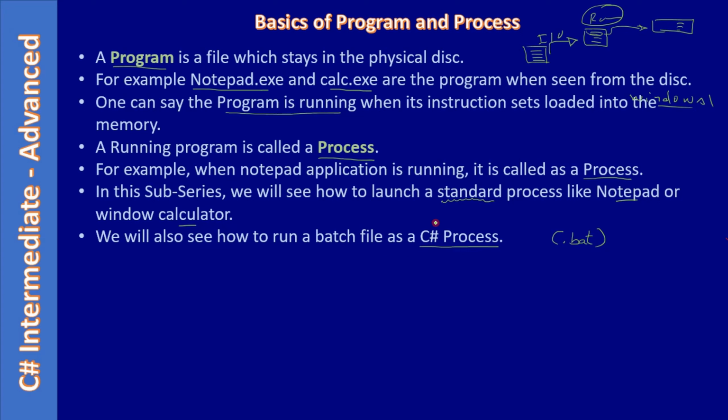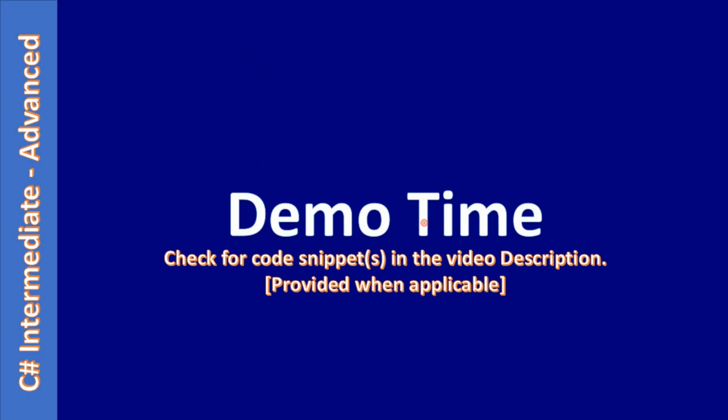So that's all you have to know about a process. And in this sub-series, we will see how to launch a process, and we will learn how to launch Notepad. Then we will learn how to launch Notepad with program arguments. Then we will learn how to run MS-DOS commands inside a batch file.